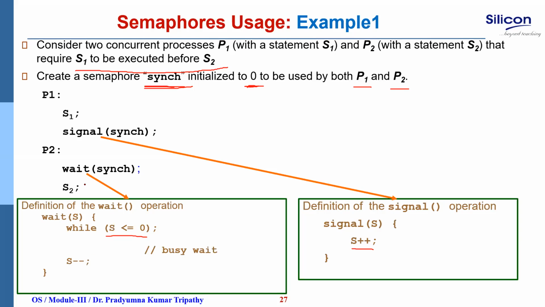Suppose P2 will start executing before P1. Let P1, P2 be two processes. What will happen? When P2 starts executing, it will go to wait first. What is the value of S? S is 0, so it will just spin over here. It cannot come out. So even if P2 starts executing first, it just keeps spinning.